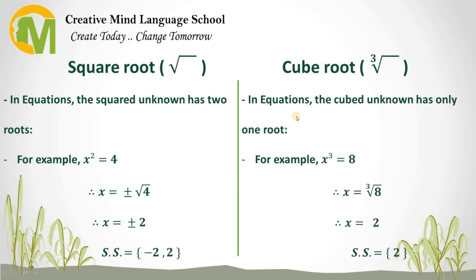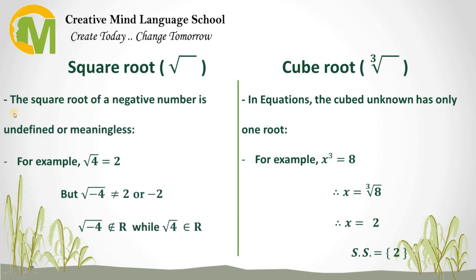Moving on to the cube root. In equations, the cubed unknown has only one root. Here, we do have a unique solution in the solution set. For example, x to the power 3 equals 8. Therefore, x equals the cubic root of 8. Therefore, x equals only positive 2. Negative 2 to the power 3 will give us negative 8, not positive 8. So the solution set here will give us only one solution, which is positive 2.